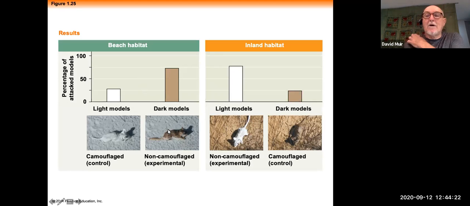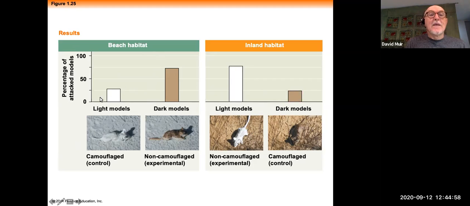They actually had a way of monitoring how many times those models were attacked, because what would have happened was the predator would think it was a mouse, fly down, grab it, and then realize it's not a mouse and would drop it. And so they had a way of measuring how many times it had been grabbed and dropped. And these are the results they got. So what they did in the beach habitat, they put out both gray mice and brown mice. And in the inland habitat, the same thing. They put out gray mice and they put out brown mice. And they counted how many times they were attacked.